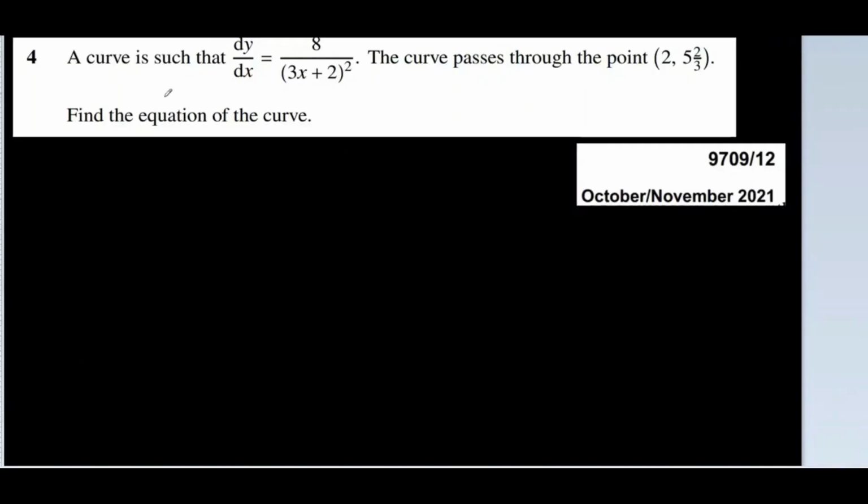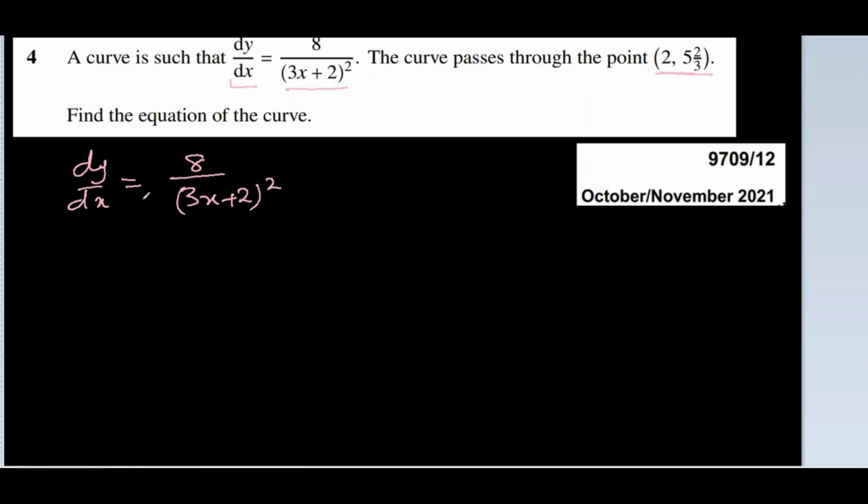Question 4. We have been given a differentiated form of a function, and they say this is the point on a curve whose derivative is this. Find the equation of the curve. So dy over dx equal to 8 over 3x plus 2 squared.